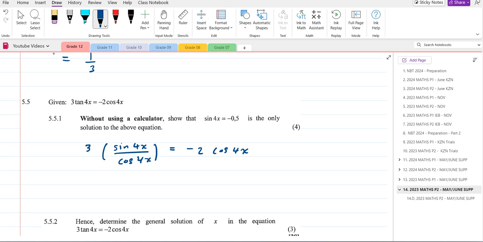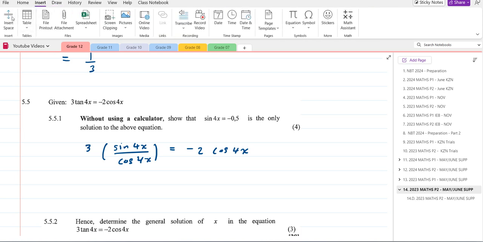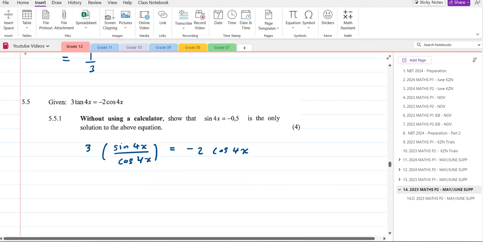Okay, now how will this help us? How are we going to simplify this? Right, to simplify this, we're going to cross multiply. So let's cross multiply here. Multiply both sides by cos 4x. So we got negative 2 cos squared 4x, and on the left hand side I've got 3 sine 4x.